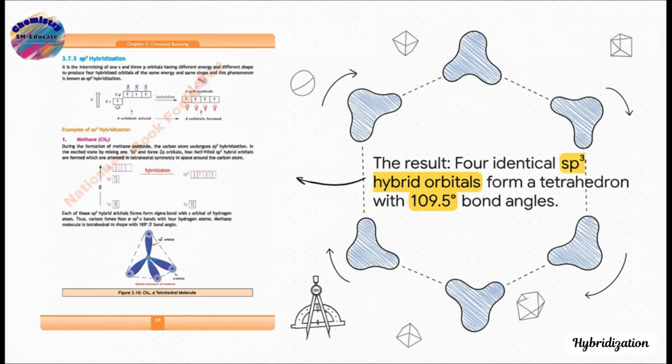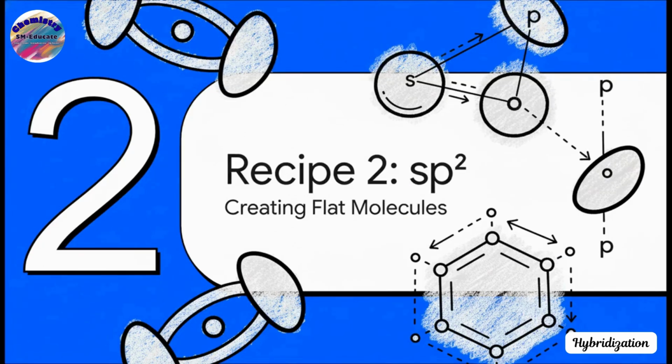We get 4 new identical orbitals called sp3 orbitals. Pretty simple name, right? It's for the 1 s and 3 p's that made them. And to get as far away from each other as possible, they naturally point to the corners of a tetrahedron. And just like that, you get that perfect 109.5 degree bond angle. Methane mystery solved. Okay, so let's look at another recipe atoms can use to build completely different shapes.